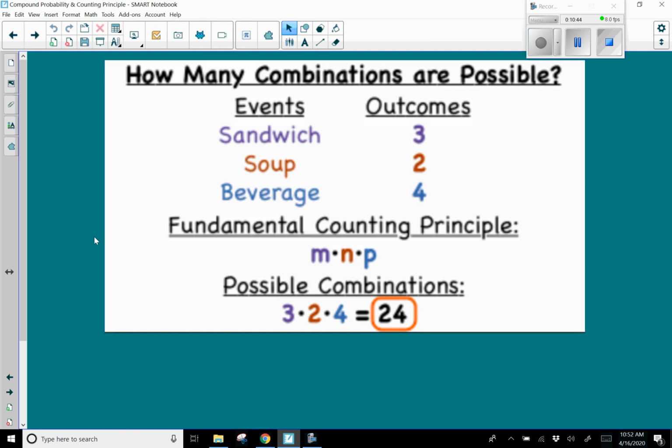Okay, here they're asking how many combinations. Well, you have 3 sandwich choices, 2 soup choices, and 4 beverage choices. So all you're doing is just multiplying those 3 numbers together. 3 times 2 is 6. 6 times 4 is 24 possible combinations.